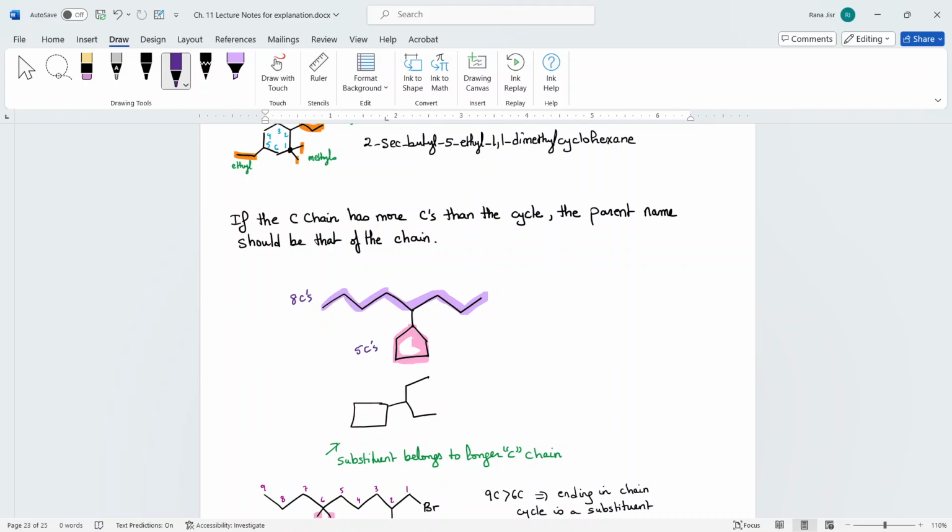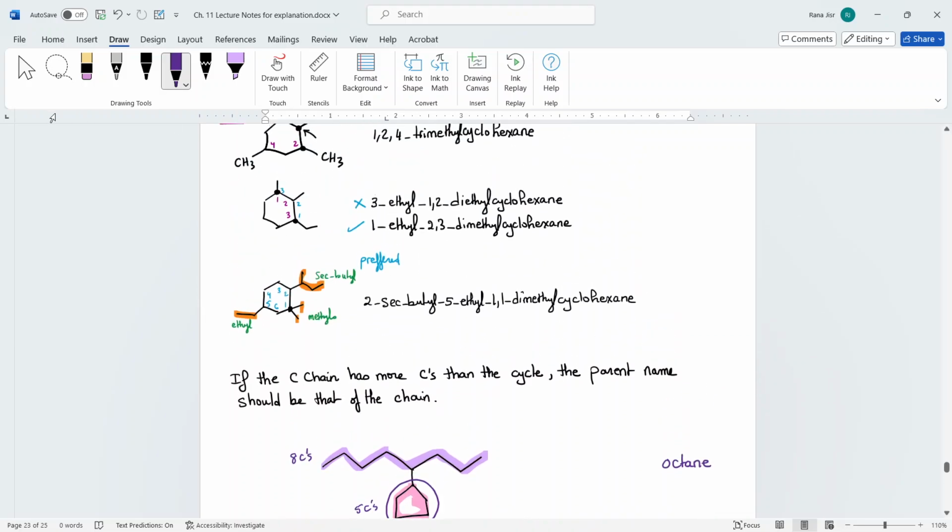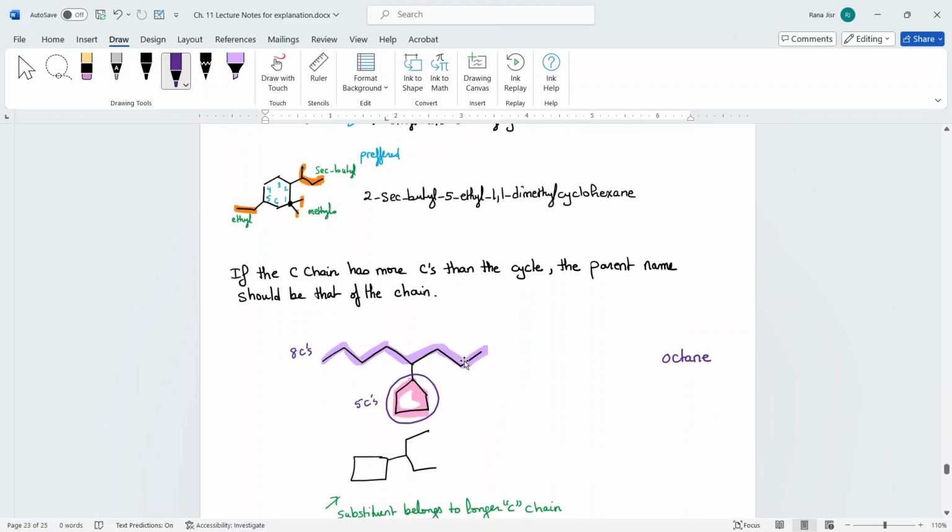The rule says that the chain which has more carbons is the one that is going to be the parent name. So here in this case, my cycle will be a substituent and my chain will be the parent name. So my ending is going to be octane and not cyclopentane. See the difference in there? Up there, I had to end in cyclohexane, because I didn't have a chain which has more carbons than 6. So 6 was more than 4. So this is why my ending is in the cycle. But here, my chain has more carbons than the cycle, so the ending is going to be in that chain.